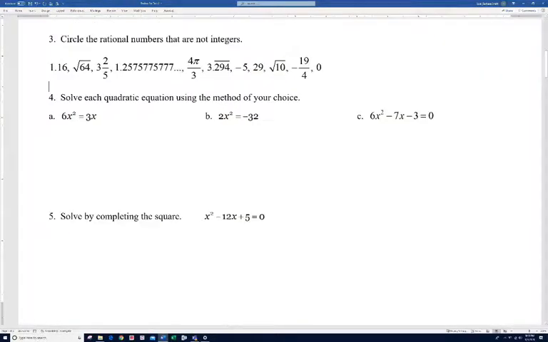All right, let's move on to the next page. It says circle the rational numbers that are not integers. Well, first of all, let's throw out the irrational numbers because everything else would be rational. Remember, rational numbers are numbers that can be written as a fraction, and in decimal form they either terminate or they repeat the decimal pattern.